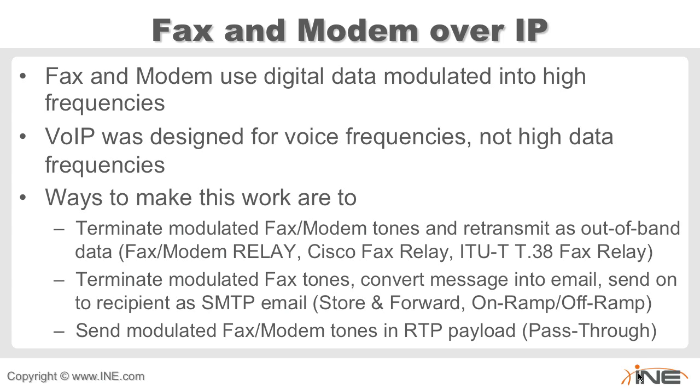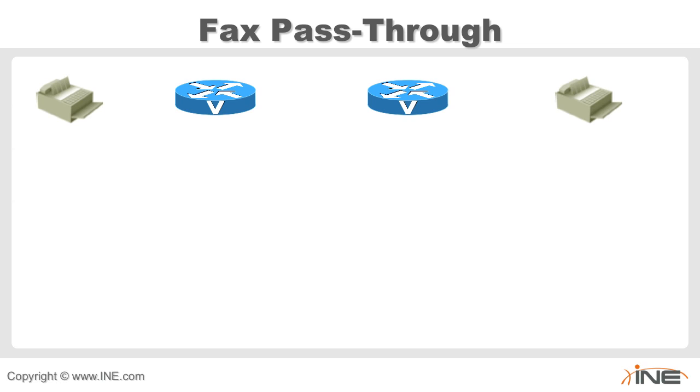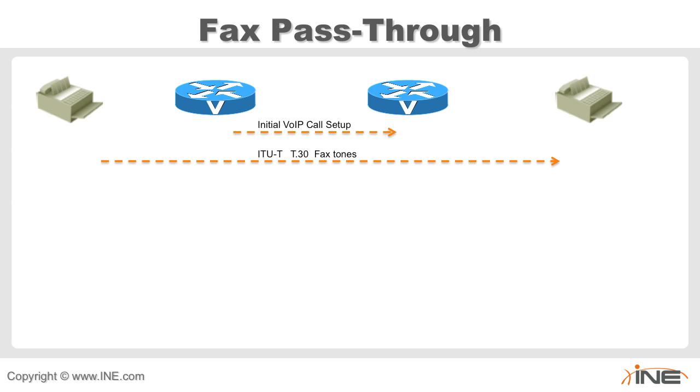Okay, but this is called pass-through. We have RTP sent over UDP. So if we drop even 1% packet loss, well, we're going to lose some of those fax tones and we're not going to get our entire message. So pass-through is what you want to avoid. T.38 fax relay is what you want to move towards or use. Cisco Fax Relay as a proprietary is a backup option. Store and forward can be used in certain circumstances. So let's look at fax pass-through. So here we've got the initial T.30 fax tones, and that's going to trigger the initial.